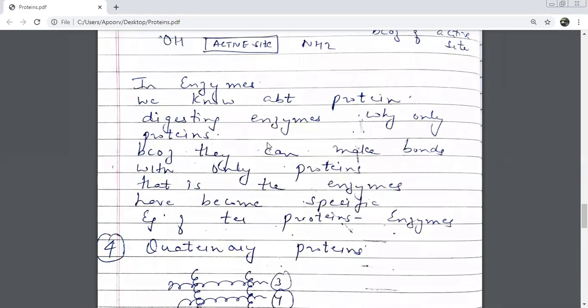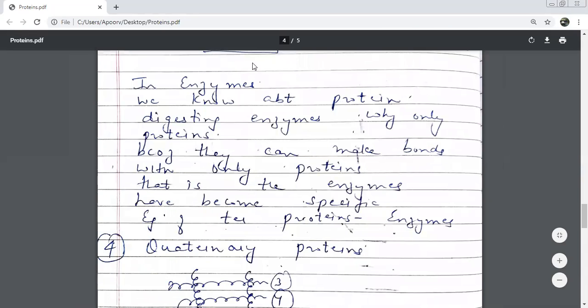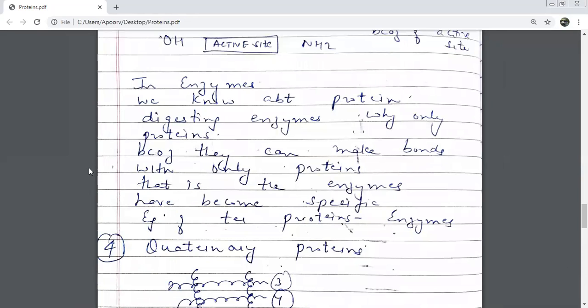We know about protein digestive enzymes. Have you heard about protein digesting enzymes? You must have read the word protein digesting enzymes at some point. Yes, ma'am. Why only proteins? Why don't they digest other things? Why don't they digest carbohydrates? There are some enzymes which we call protein digesting enzymes. Why don't they digest other things like carbohydrates or lipids? Why only proteins do they digest?